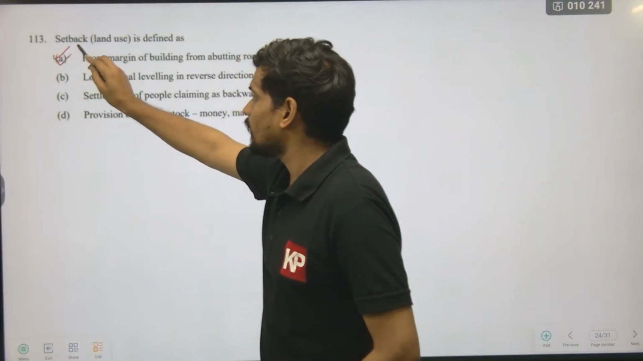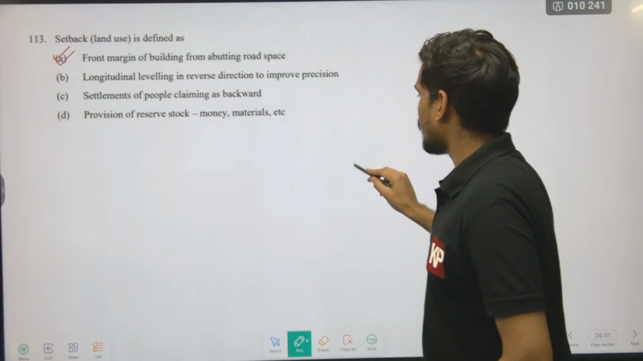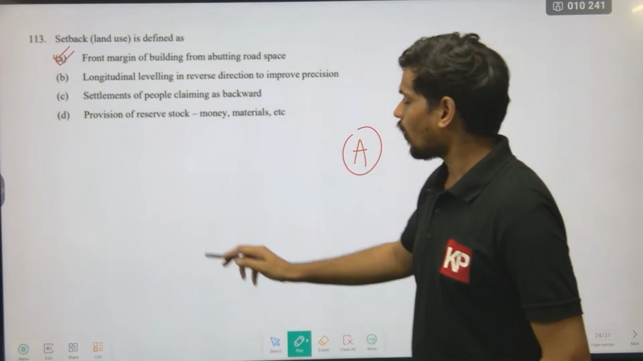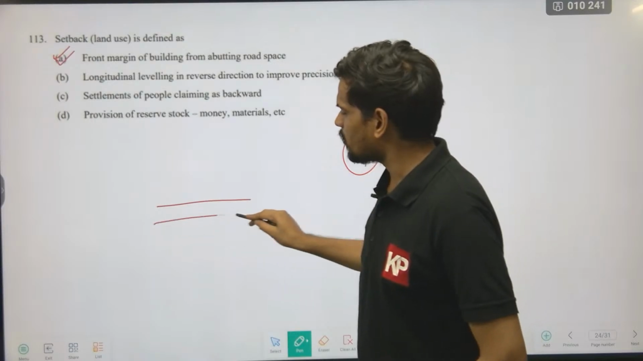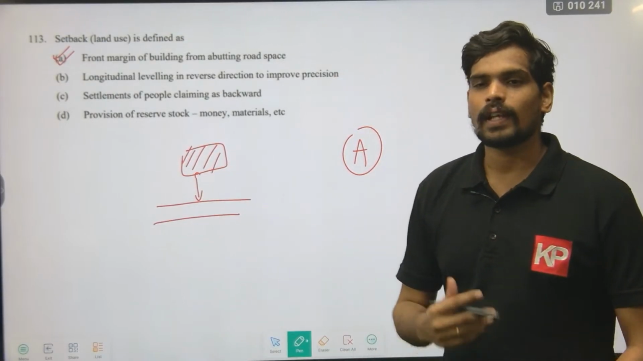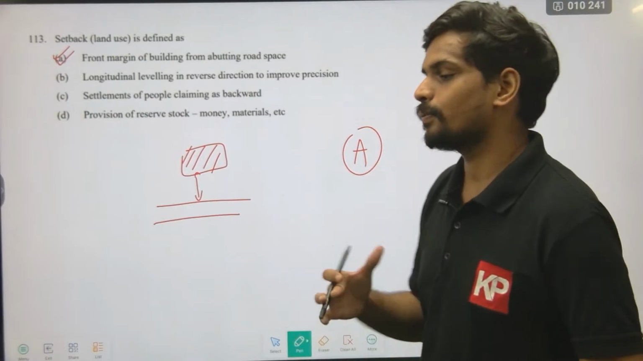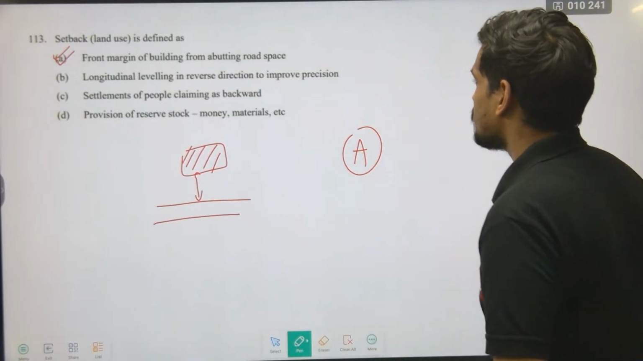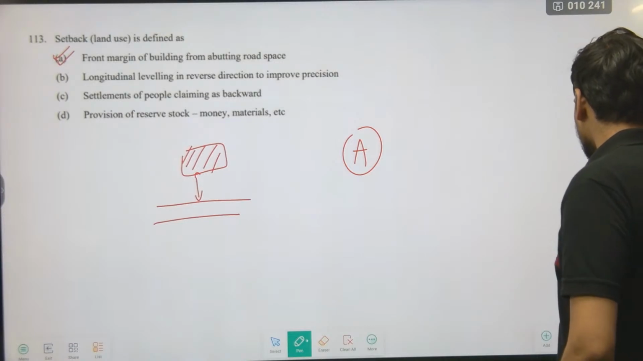Setback in the context of land use is basically the front margin of a building from the abutting road. So if there's a road, how much space are you leaving before constructing the building line? The gap between building line and the road, that's basically called the setback. So A would be the appropriate answer for this question.